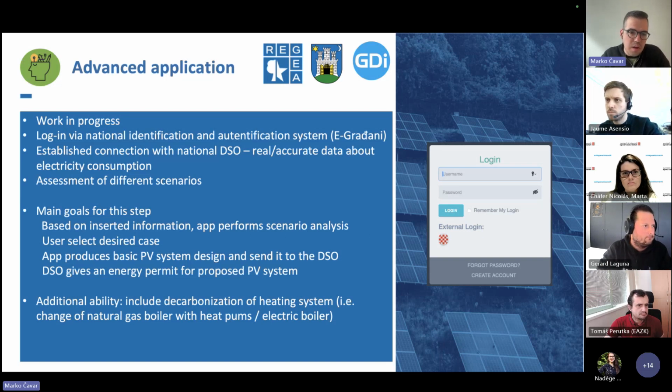Additional ability is that you can include the decarbonization of the heating system. Basically, you select that you are heating on natural gas, you insert some information about the consumption and price, and then in these scenarios, we calculate feasibility of changing those with heat pumps or the electric boilers. Here you can see how the login page looks like. So here you will see this small icon, which leads you to this national identification and authentication system.